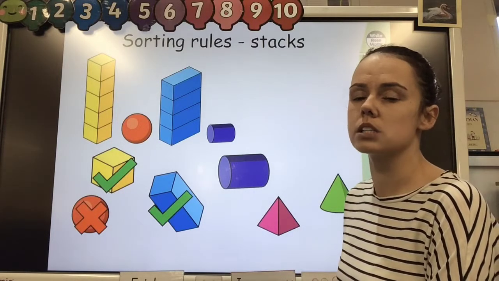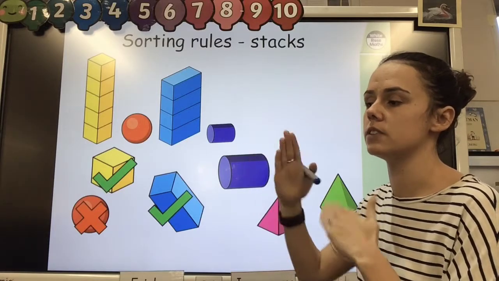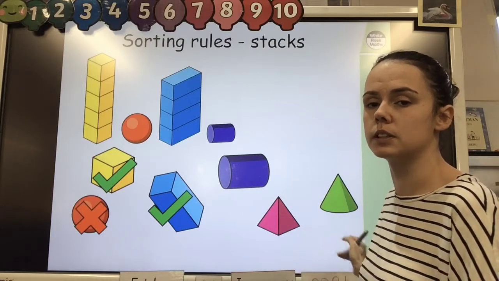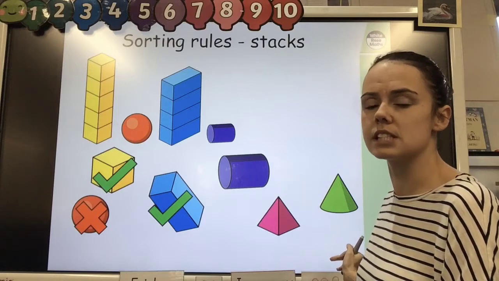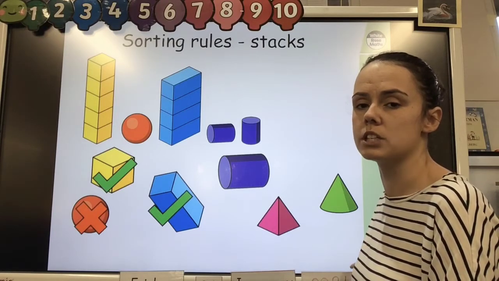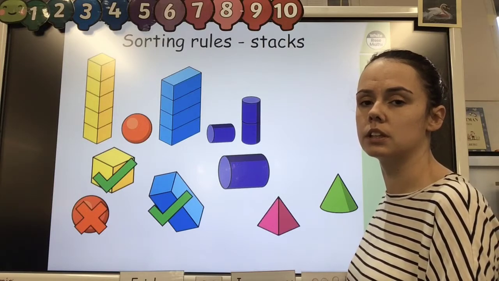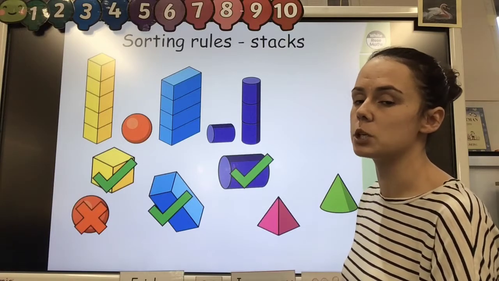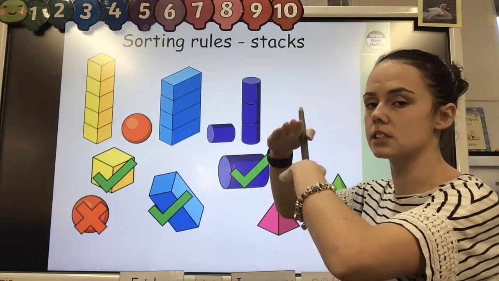Now, what about our cylinders? Do we think they'll stack? They do have flat surfaces, but they also roll. Do we think they will stack? No, it doesn't stack like that. I wonder, if we turn it like this, will it stack now? Yes, the cylinders stack on top of each other, but only if you go like this, not if you lay them like this. They just roll off.